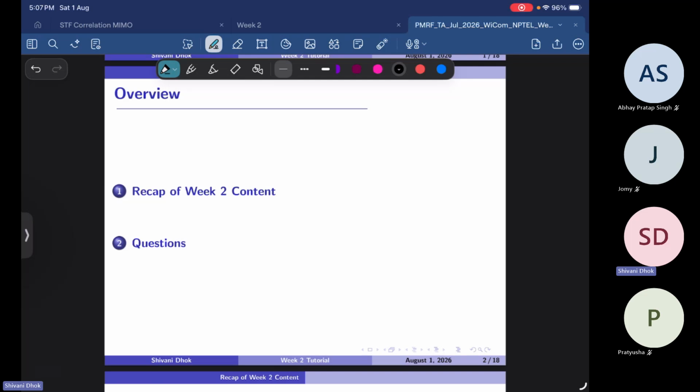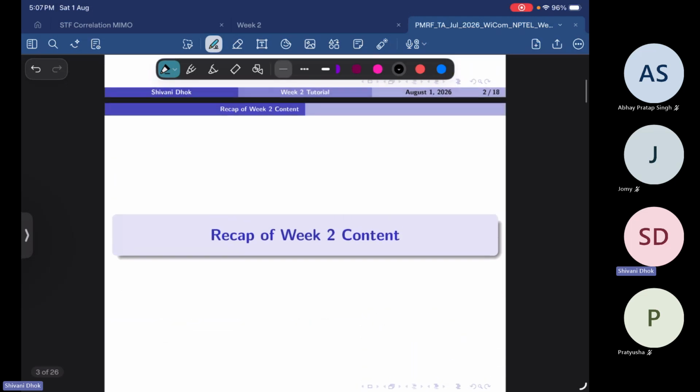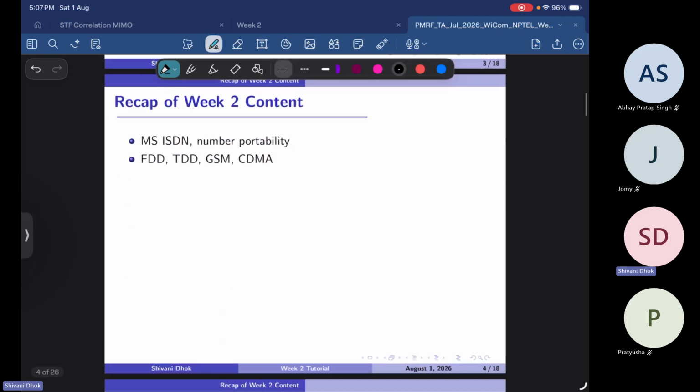So let's start with the recap of week 2 content. Week 2 is the week where we formally started to look at the technical aspects of this course. In the initial weeks, we still looked at a superficial overview of various things, such as what your mobile number or MSISDN number implies. It tells you your country code, operator code, area code, subscriber number, and all those things.